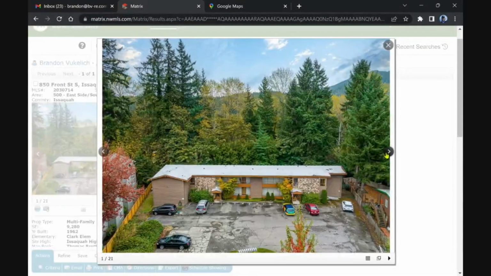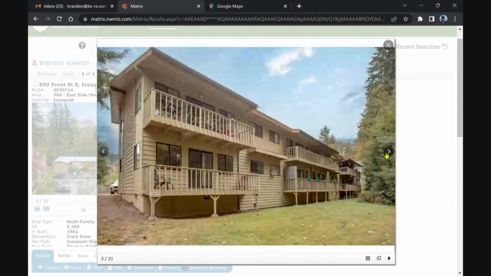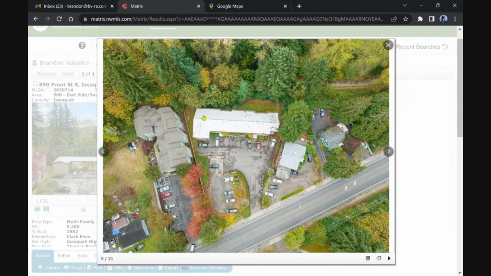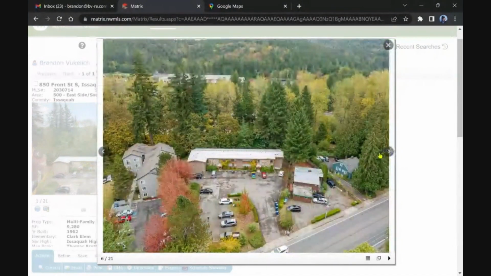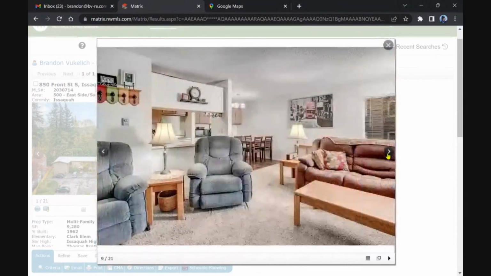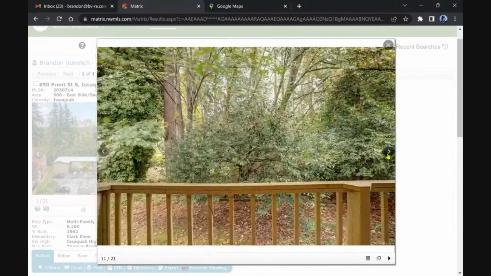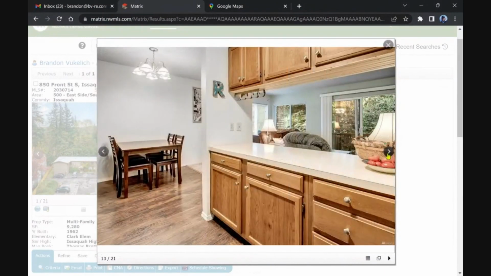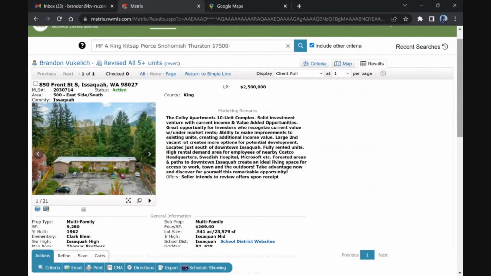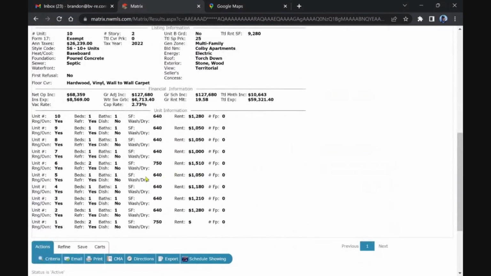It's a 10 unit. Situated kind of oddly on this triangle type of parcel. I don't really like that, but it looks like you have decent parking still. Let's see what the unit mix is here. It's a 10 unit. All but two are one beds.